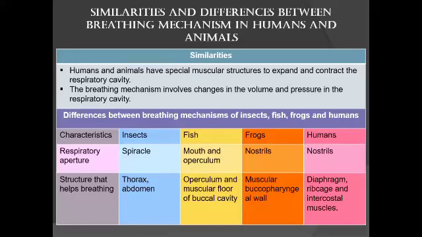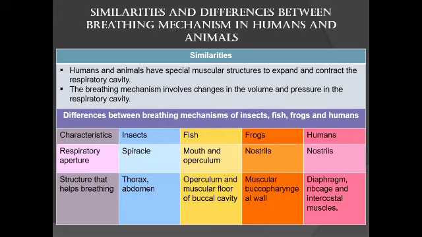There are many similarities between breathing mechanisms in humans and animals. The similarities are humans and animals have special muscular structures to expand and contract the respiratory cavity. Besides, the breathing mechanism involves changes in the volume and pressure in the respiratory cavity.